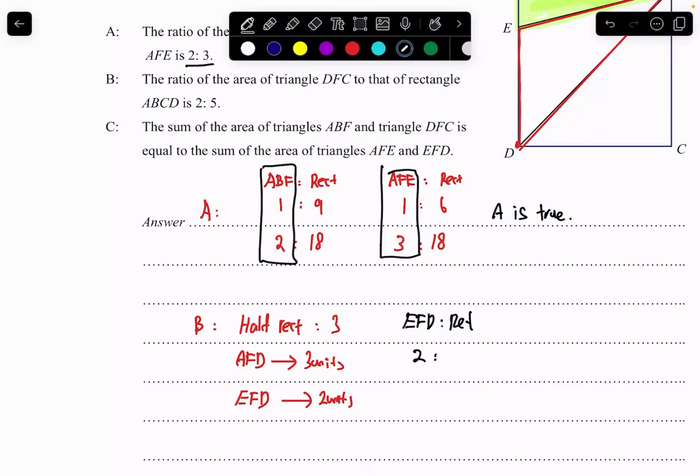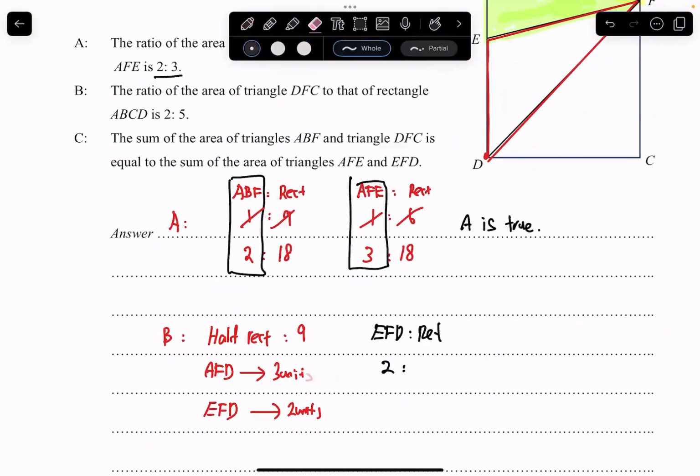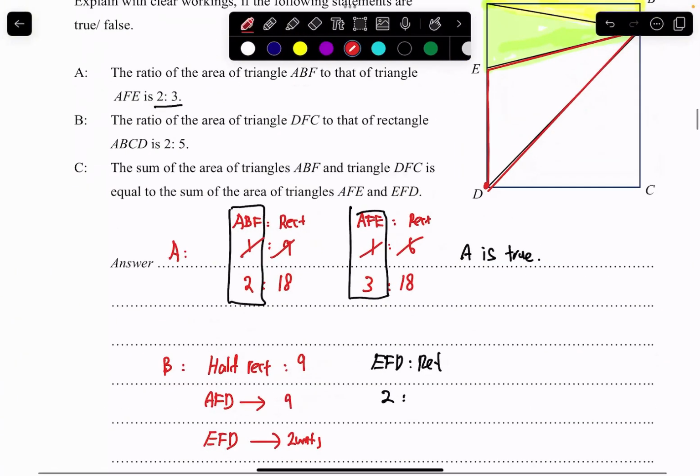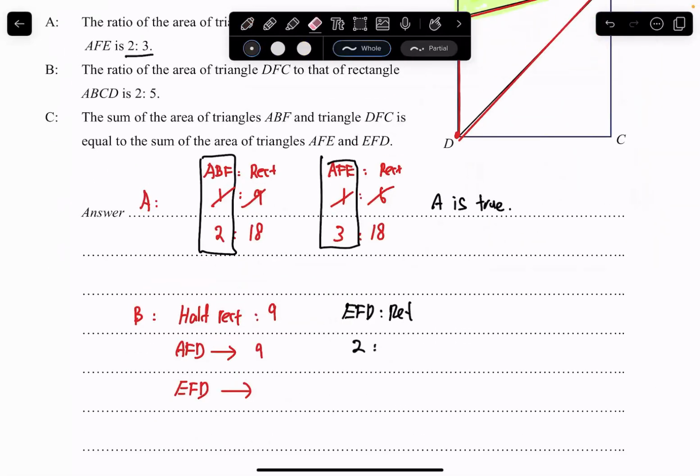Sorry, half the rectangle is supposed to be 9, right? Because I changed the ratio. This one cannot use. Half the rectangle is 9, so AFD is 9 units, and AFE is 3. That means EFD is 6 units. So EFD to rectangle is 6:18, so 1:3. Therefore, B is false.